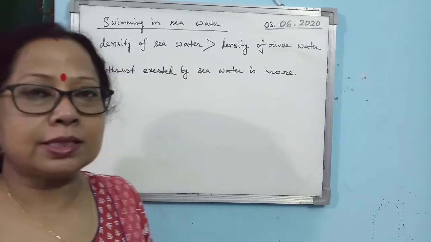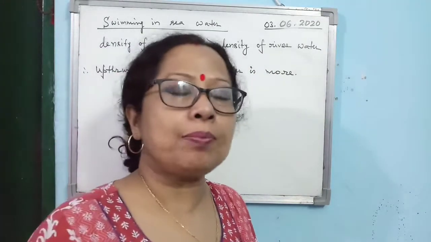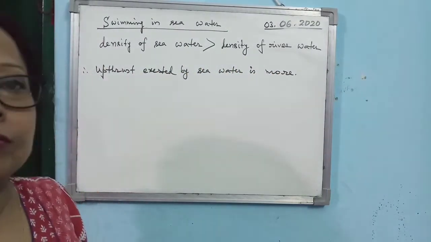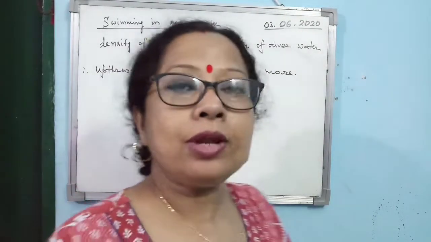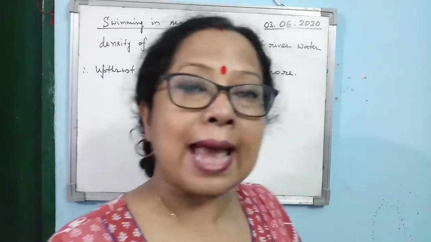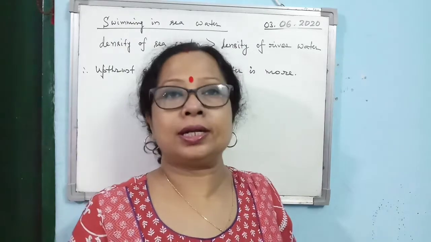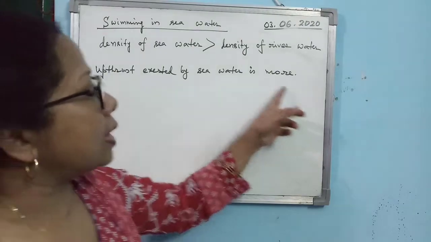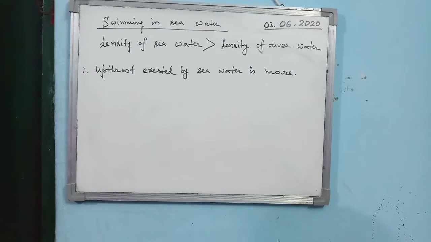Now, swimming in sea water. I already discussed that in sea water, due to the presence of minerals, the density of sea water is bigger than the density of river water. So the upthrust exerted by sea water is more. When we swim, the upthrust acting on our body helps us keep ourselves above water and to swim. As the upthrust exerted by sea water is more, it is easier to swim in sea water than in river water.